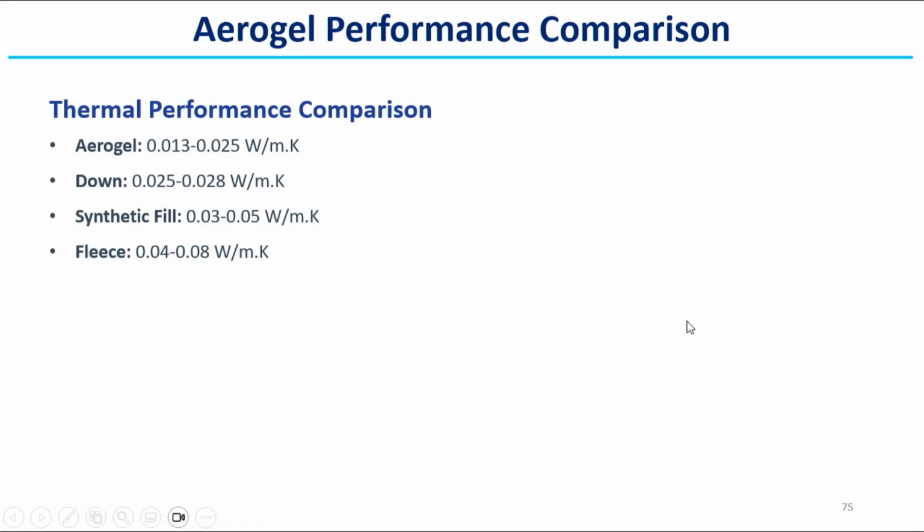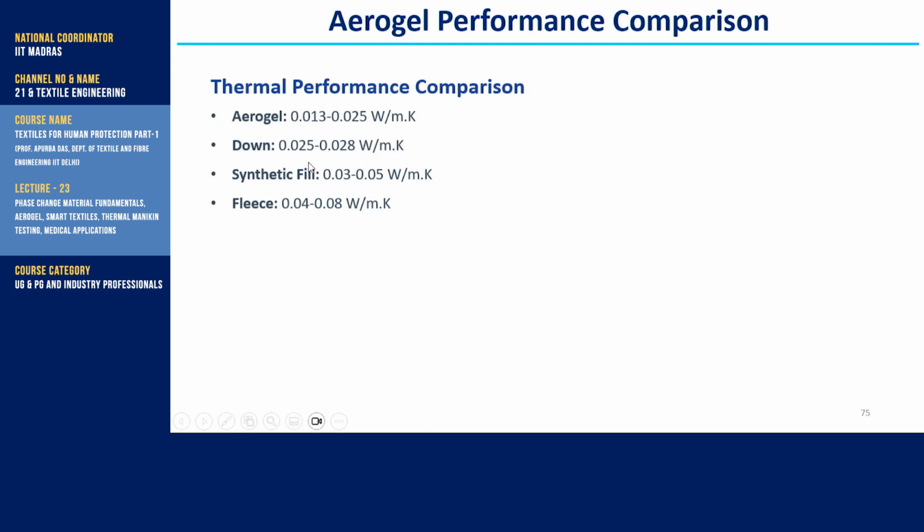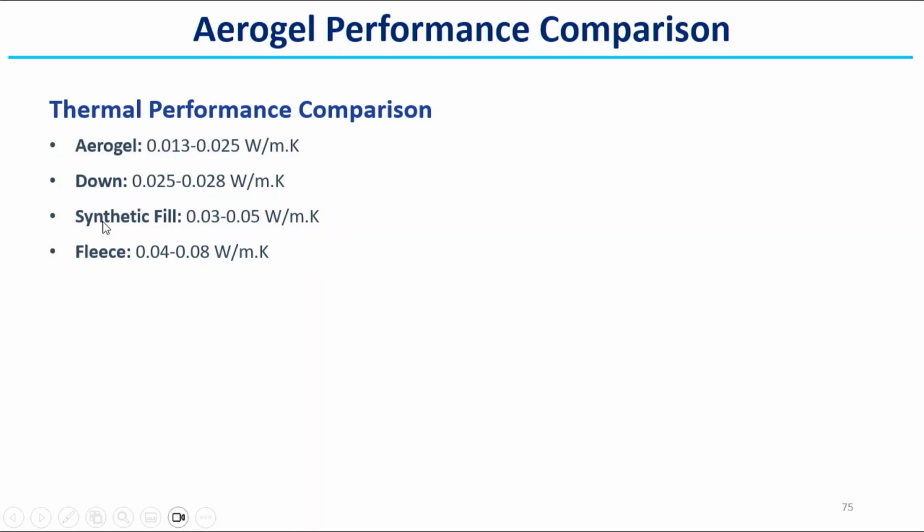So, if you see the comparison of performance as compared to other products, aerogel gives very low thermal conductivity. You can see it is lower than even down feather. So, 0.03 to 0.025, and down feather starts from 0.025 to 0.28, synthetic fill 0.03 to 0.05, and fleece 0.04 to 0.08 watt per meter Kelvin. So, this aerogel, if we use it, will give very lightweight and very high thermal insulation.